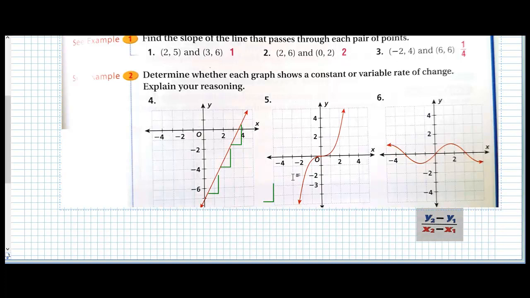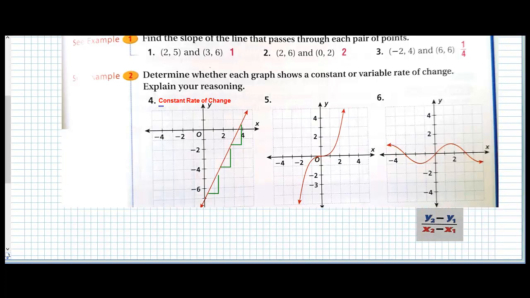Can we check question 5 here? So question 4 is a constant rate of change. Let's mark it with red so it will be clear. Question 5.